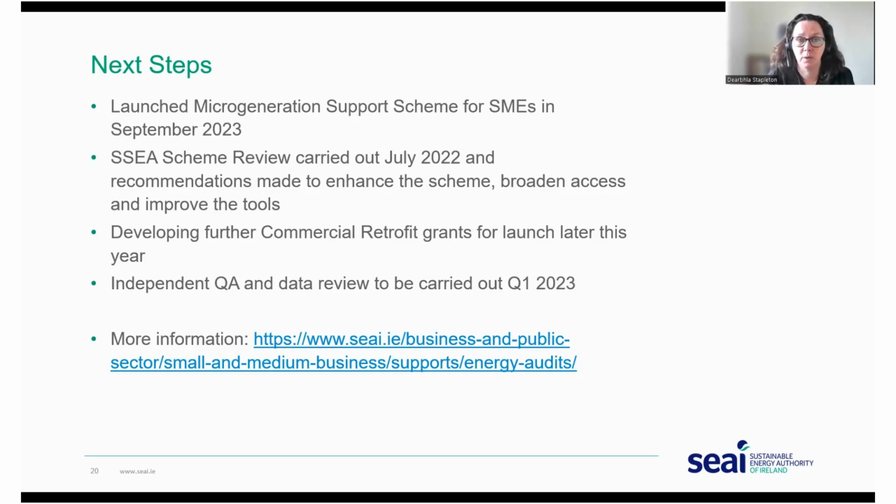The first one we'll look at will probably be a voucher or a grant towards optimizing your building controls, your BMS system, and your heating, ventilation, and air conditioning systems, because we are seeing that coming through a lot of the audits as a recommendation. And finally, we're going to carry out an independent quality assurance and data review in Q1 of this year, just to make sure that the auditors are carrying out the audits in line with the guidance. So there's more information there. That's the website with the application and all the templates, including the report and the Excel spreadsheet and all of that. And I'd be happy to take any questions.